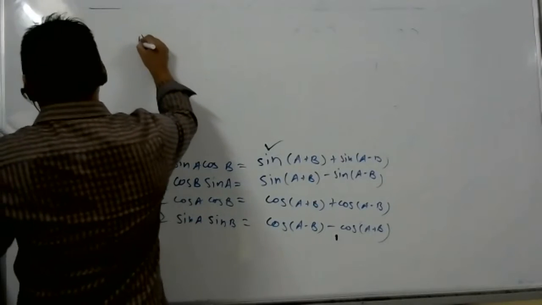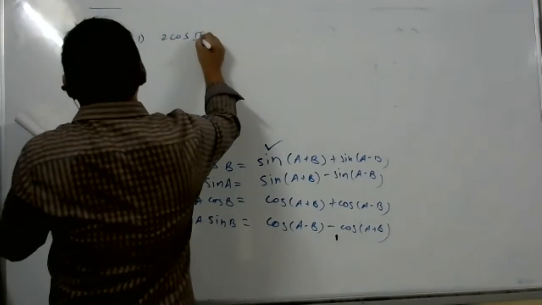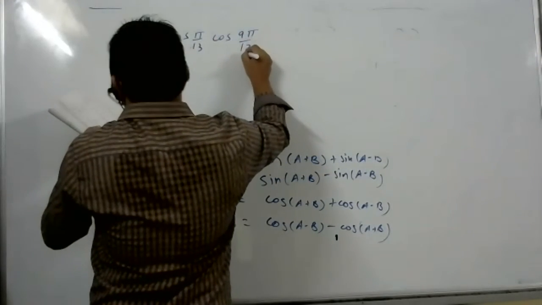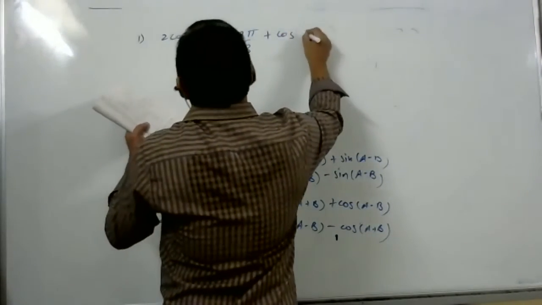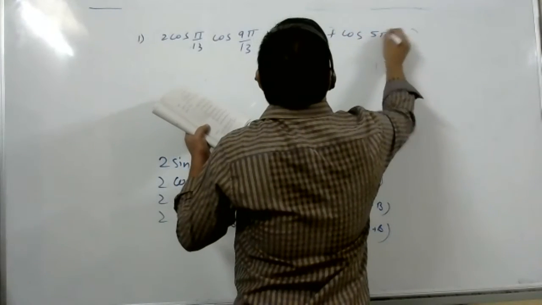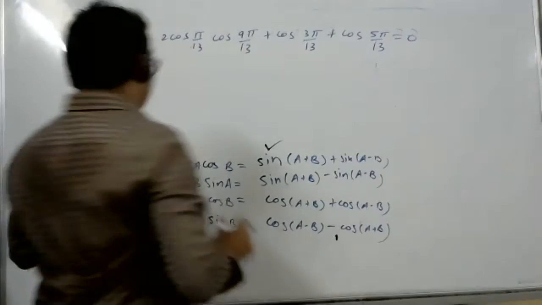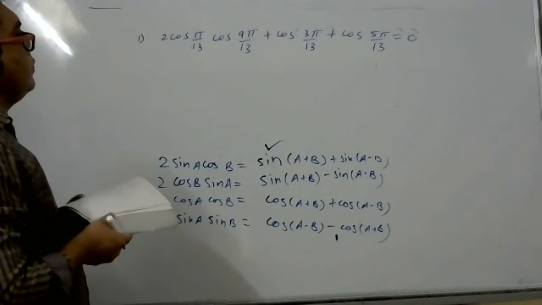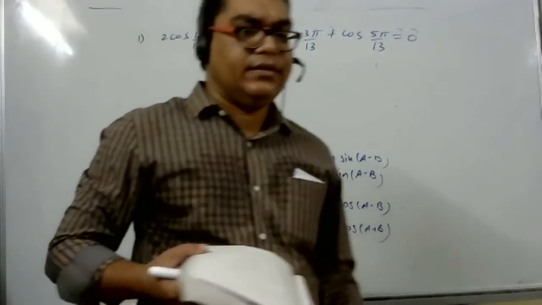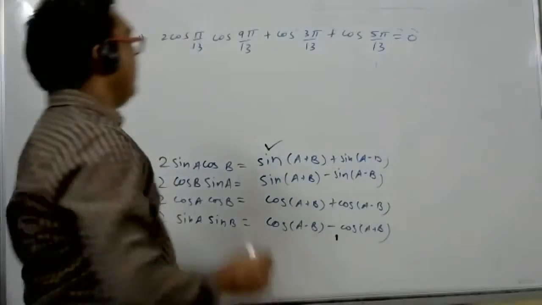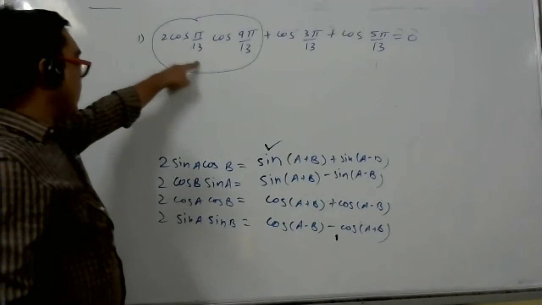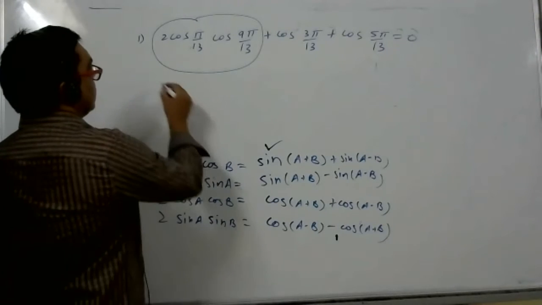The first sum is 2 cos pi by 13 cos 9 pi by 13 plus cos 3 pi by 13 plus cos 5 pi by 13 is equal to 0. Is this the sum, student? Yes, sir. So now what happened? Nothing we can do. Answer is 0 means what? All terms will cancel. So here what can we apply? Transformation. This one, 2 cos A cos B. Use this formula.